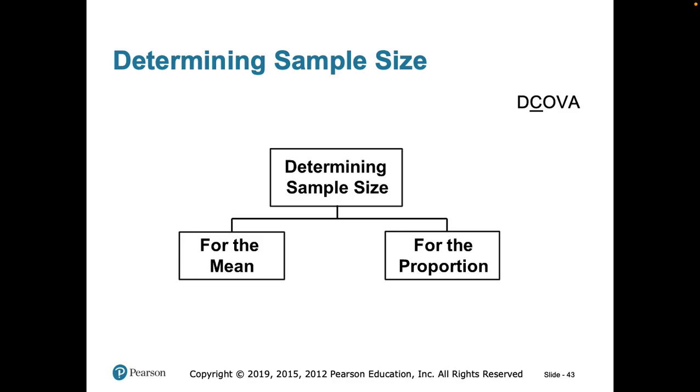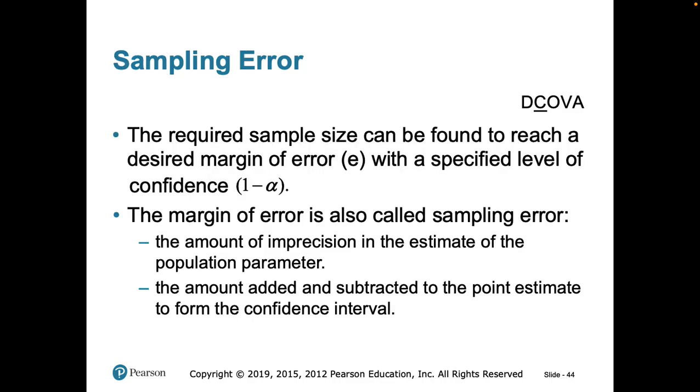Okay, we're going to finish this by talking about determining the sample size for the mean and for the proportion. So, sampling error. The required sample size can be found to reach a desired margin of error at a specific level of confidence, which is 1 minus alpha. The margin of error is also called sampling error, which is the amount of imprecision of the estimate of the population parameter. That's where you have the lower and upper level, because there is some uncertainty. You don't know exactly what it is. You can say 95% of the time it's going to be there, but there is some uncertainty. So it is the amount added and subtracted to the point estimate to form the confidence interval.